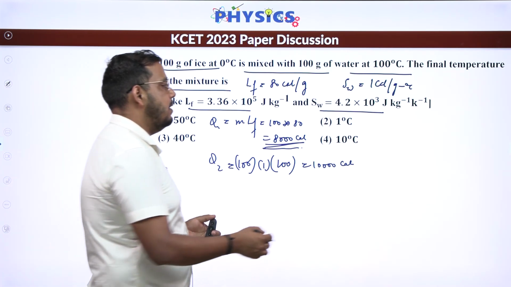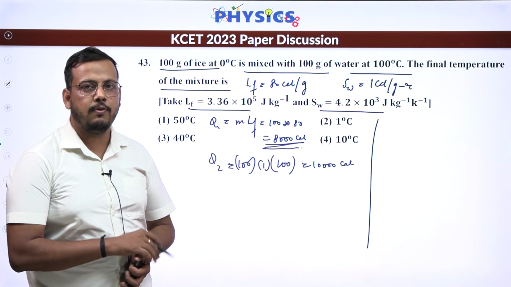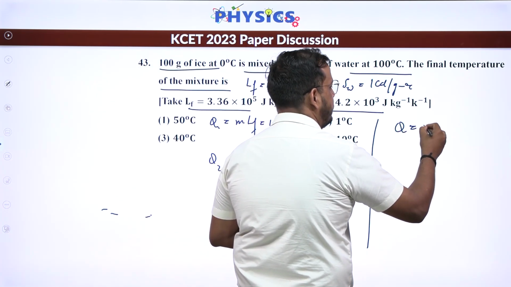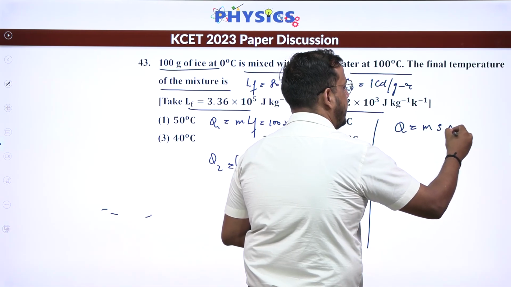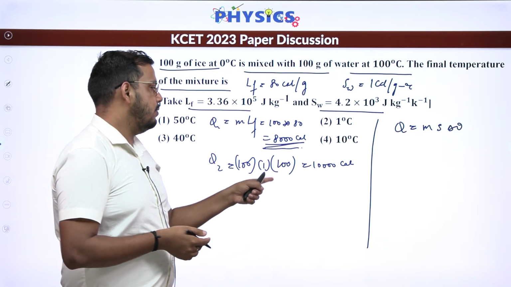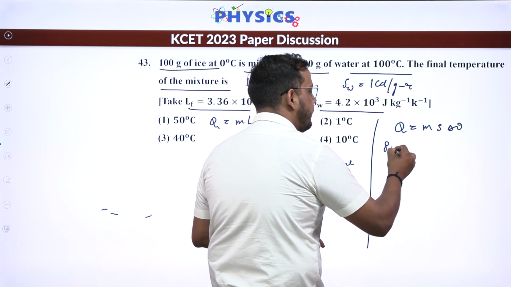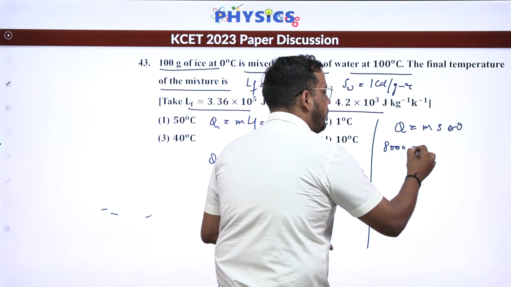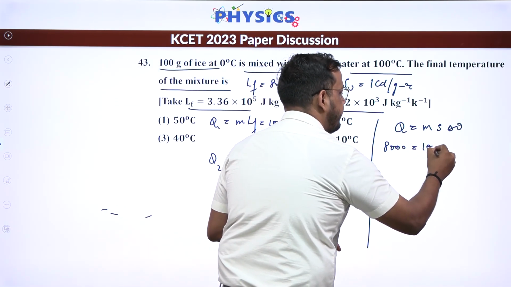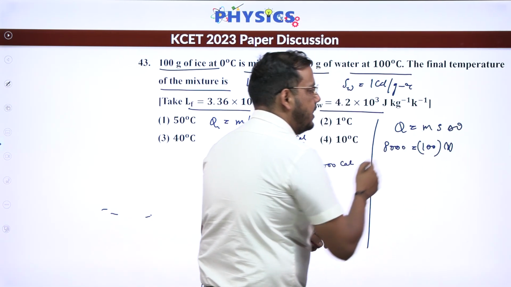So when all the ice has melted after taking 8000 calories, what will be the temperature of the water? That we have to find. So we will use the formula Q equals ms delta theta, where Q is the heat given by the water. The water has given how much heat to melt the ice? 8000. What is the mass of water here? 100. What is the specific heat of water? 1. Now delta theta we have to find.